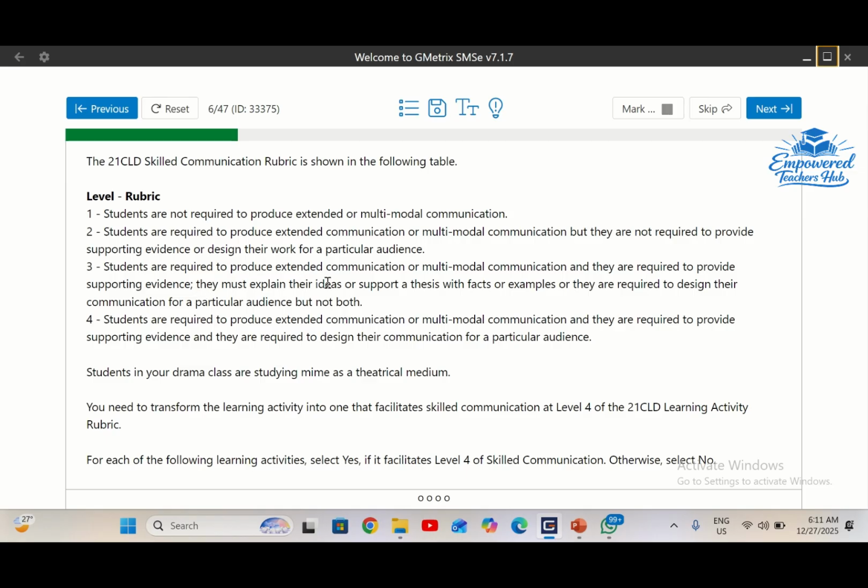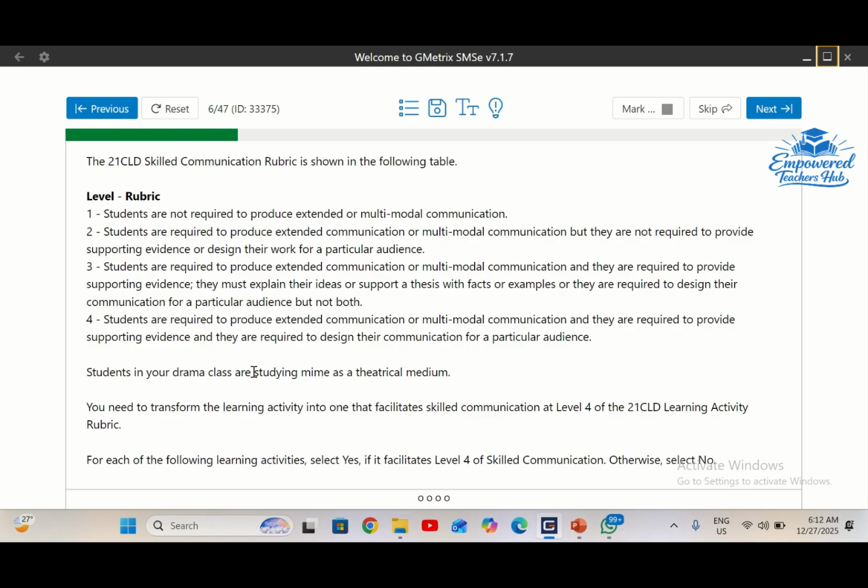They must explain their ideas or support a thesis with facts or examples, or they are required to design their communication for a particular audience, but not both. Level 4. Students are required to produce extended communication or multimodal communication, and they are required to provide supporting evidence, and they are required to design their communication for a particular audience.